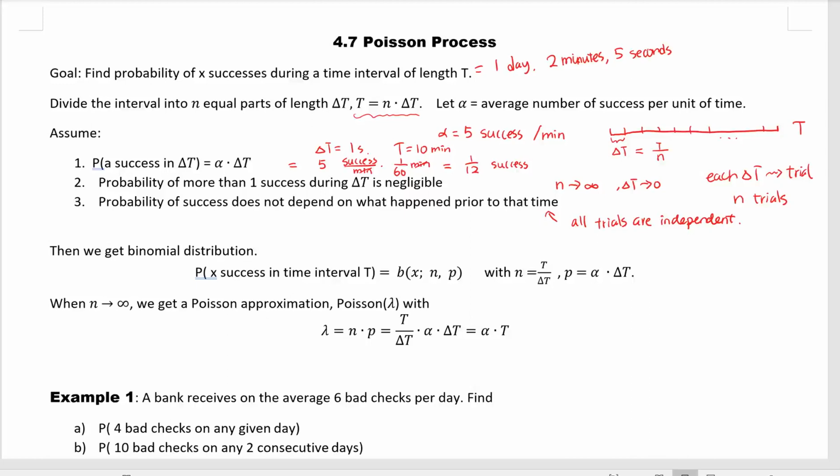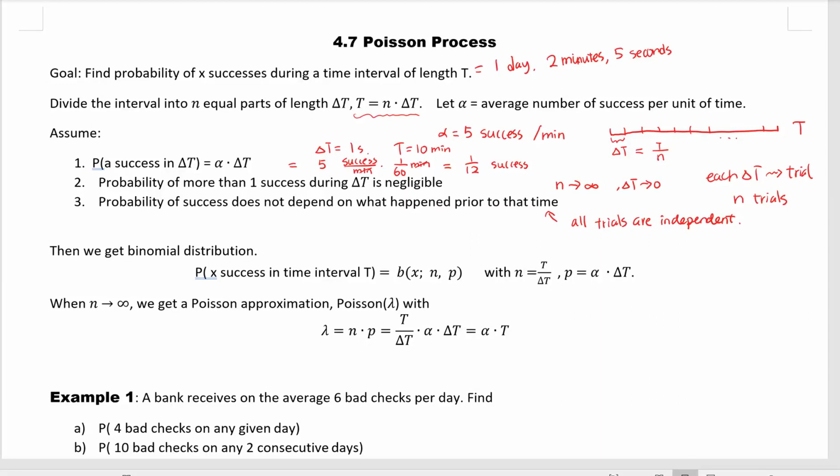Alright, so the probability of X successes in time interval t. Well, we know it looks like a binomial distribution with number of trials n and probability of success p, where the number of trials equals t over change of t, and the probability of success is alpha times change of t.